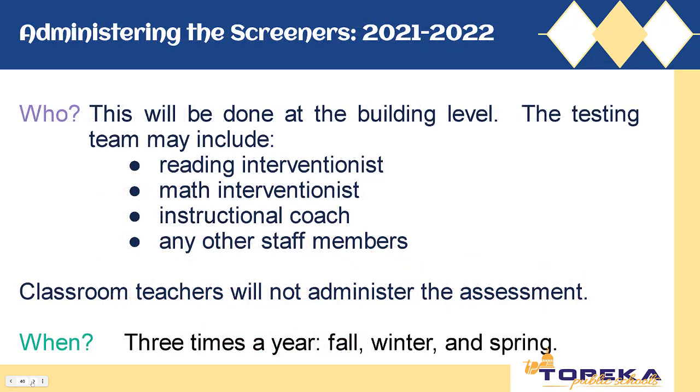Now that we've examined the subtests within the DIBELS 8th edition Universal Screener, how will this be accomplished during the 2021-2022 school year? Administration will be done at the building level. Testing teams may include reading interventionists, math interventionists, instructional coaches, and any other staff that the building team has determined will be part of the building testing team. Please note that classroom teachers will not be administering the assessment. And when will this occur? This universal screening will occur 3 times a year: fall, winter, and spring.